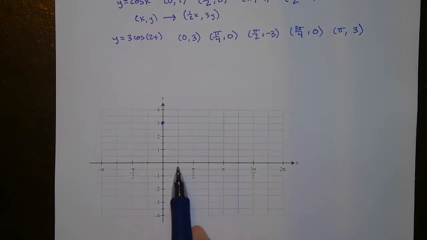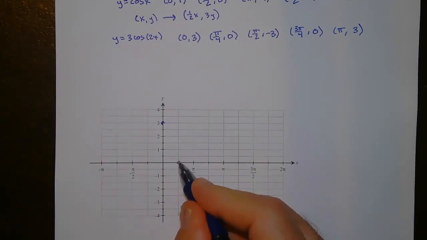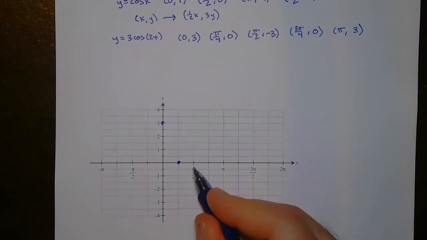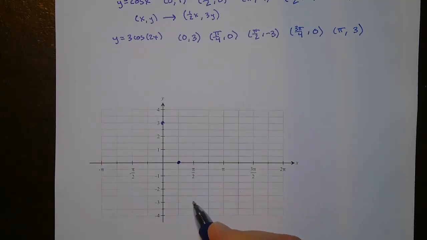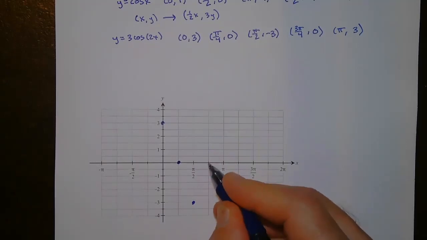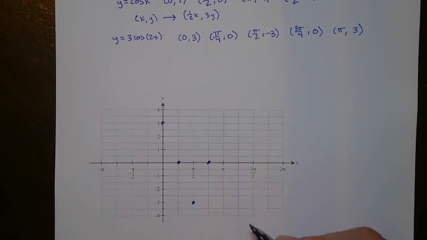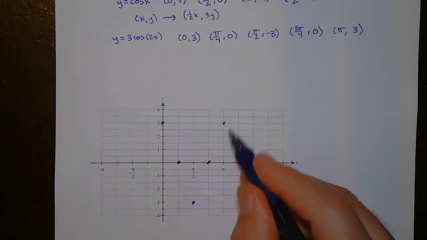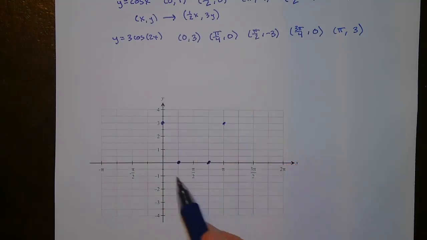So pi over 4 comma 0 would put me right here. And then pi over 2, -3. So here's pi over 2, I'm going to come down to -3 and put a point there. And then 3 pi over 4: that'd be pi over 4, 2 pi over 4, 3 pi over 4, 3 pi over 4, 0. That puts me right back here. And then at pi, I'm back to 3. And you see how we have one full wave from 0 to pi.